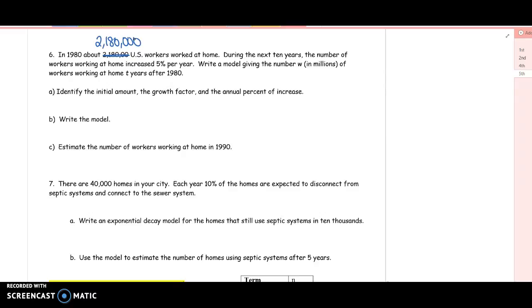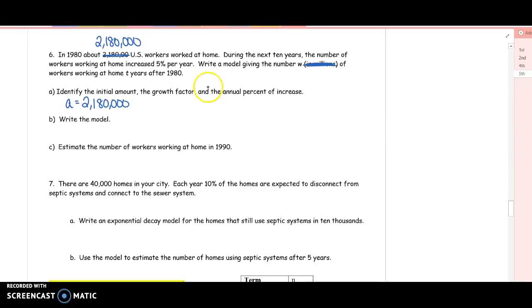Write a model giving the number W, and we're going to cross out this in millions. We don't need to convert these numbers. Write a model giving the number W of workers working at home T years after 1980. Okay, first of all, identify the initial amount. What is the initial amount? 2,180,000. That's going to be A.